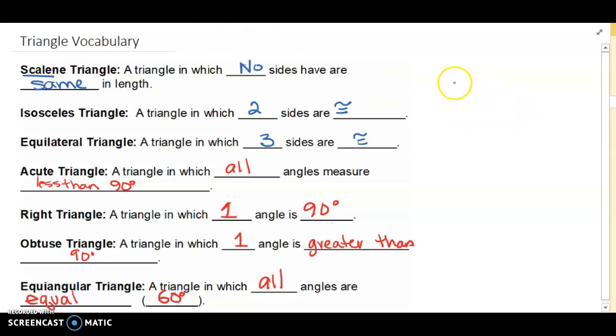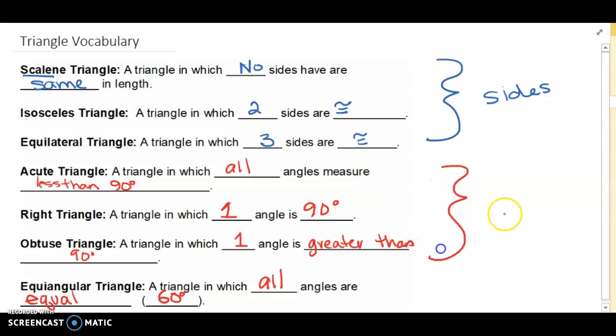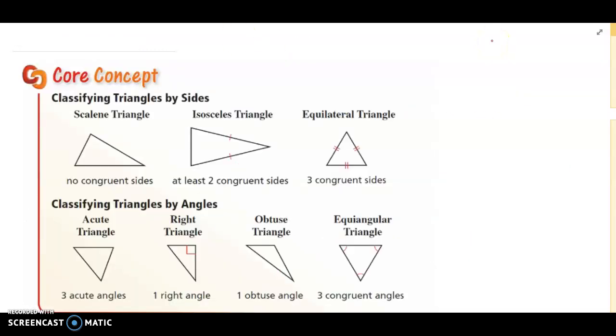So these three have to deal with side lengths. And these four have to deal with angles. Okay. Guys, here's just a picture of the vocab we just worked out. So just know what they look like. If you know the vocab, this shouldn't be a problem.